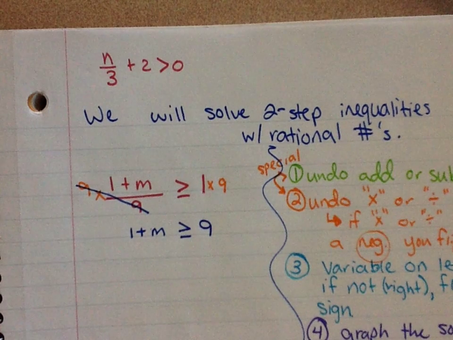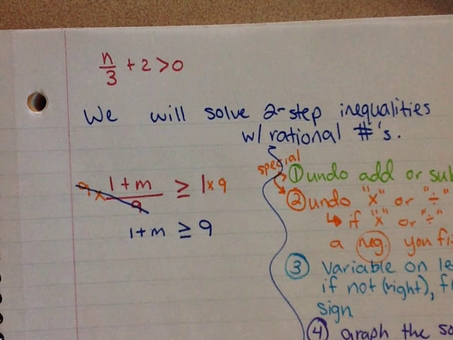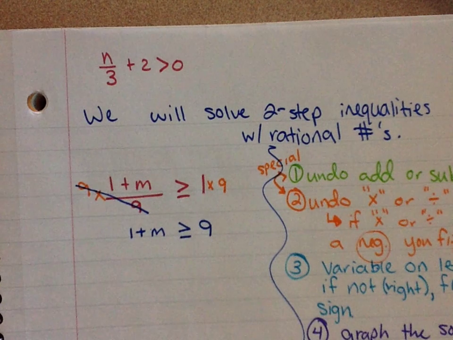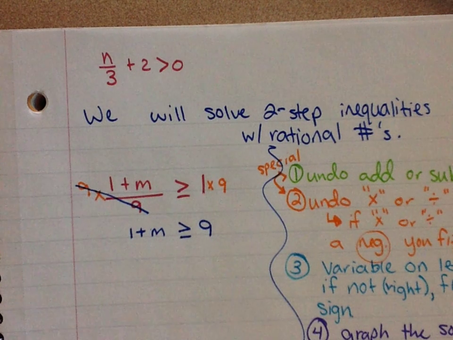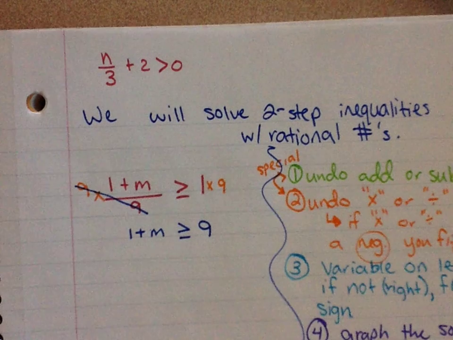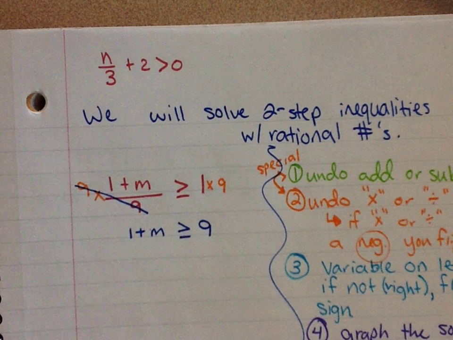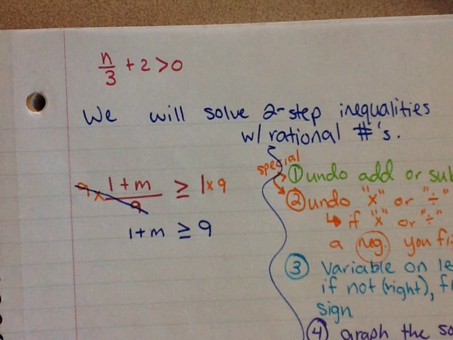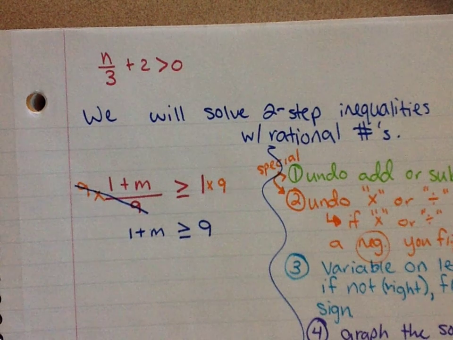Any questions on that first step? Okay, did everyone see how that's different from what we did on Friday? Yes? No? Okay, all right. Now, how do I get m by itself now? Dawson, how do I get m by itself?